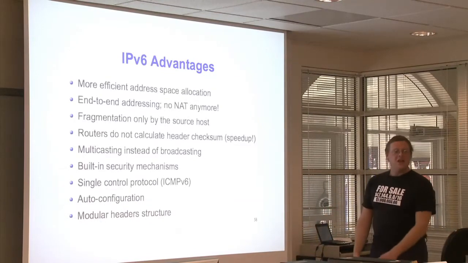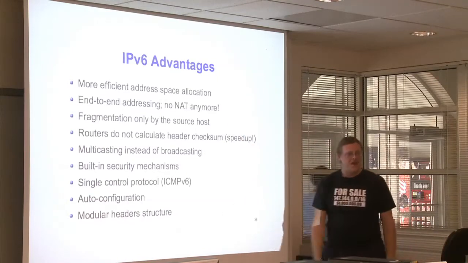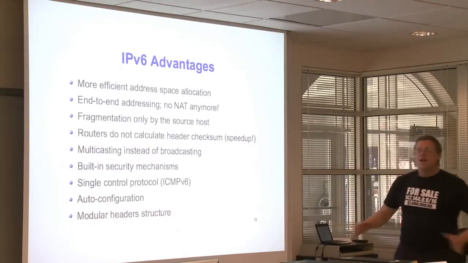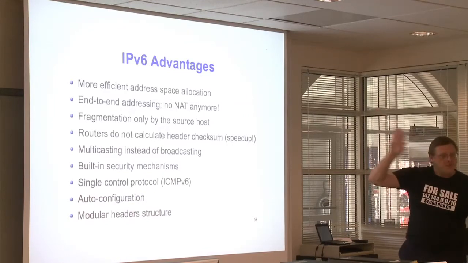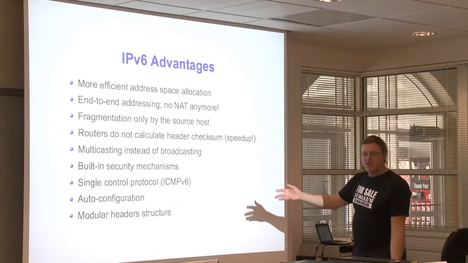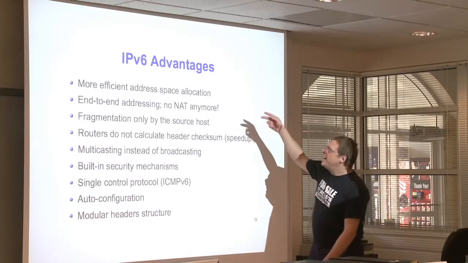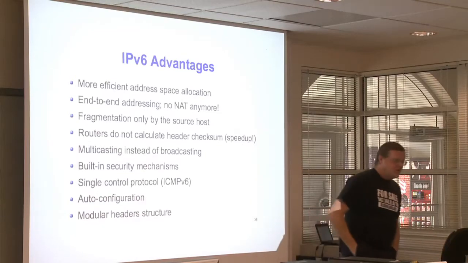But you got no choice. Anyway, here's what you're supposed to have: more efficient address space allocation, which of course, anyway, that's the idea. They hopefully won't snarl it up as much, and that will actually make the backbone routers run better, and that's actually good for major ISPs that are running the backbone, but small companies don't know or care. That's not their problem. End-to-end addressing, we've already talked about this.